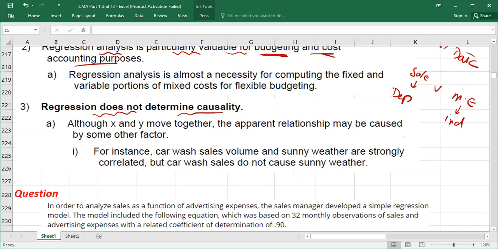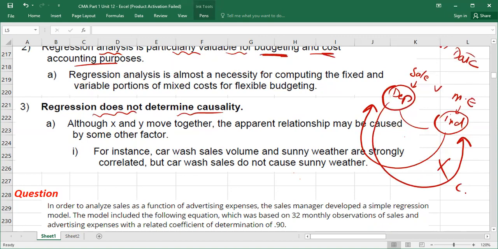We always assume the dependent variable will remain dependent and the independent variable will remain independent. They will never change their places. Like it will never happen that the independent variable will become dependent and the dependent variable will become independent. This will not happen. So this is called causality. That is why regression does not determine causality. Understood? We always assume dependent variables will remain dependent and independent variables will remain independent. They will never change their places. Understood, guys? So let's do one or two questions.